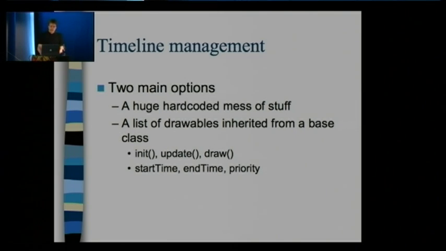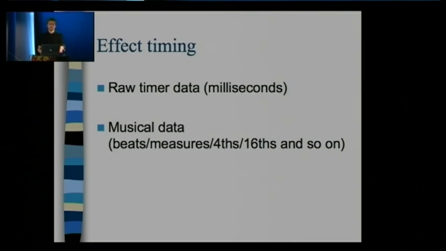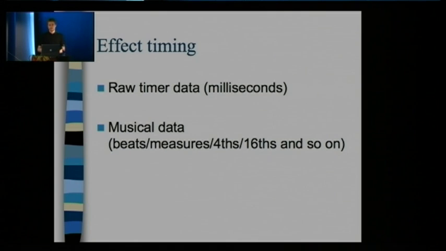So effect timing. How do you decide and specify which effect will be drawn when? There are basically two approaches to this. One is raw timer data, milliseconds. This is the simple way, and this is the way I do stuff. But there's also another way, which is based on musical data. Instead of measuring time as time, you measure it as music.